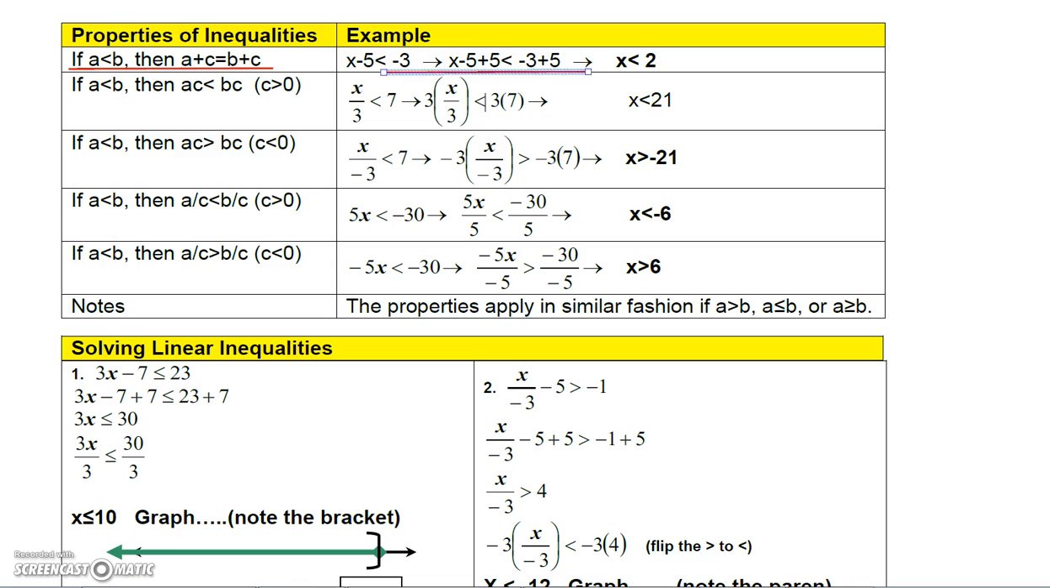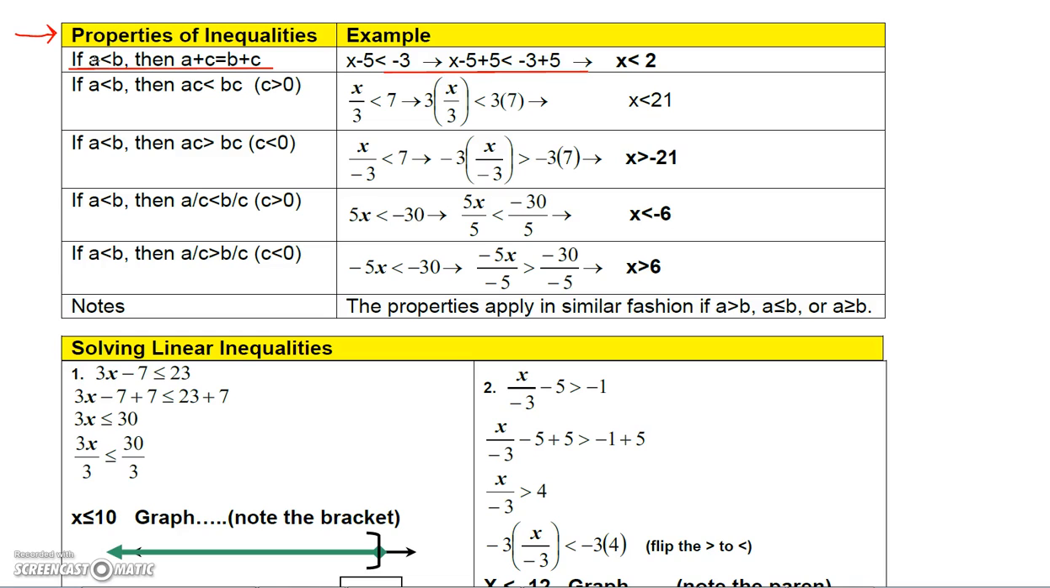Okay, now we're going to delve into solving linear inequalities. And when we do that, we're going to use some properties that are very similar to properties of equations. But let's take a look at these. Now, I'm going to use A is less than B. You could also write a similar set of properties for A is greater than B, A is less than or equal to B, or A is greater than or equal to B.